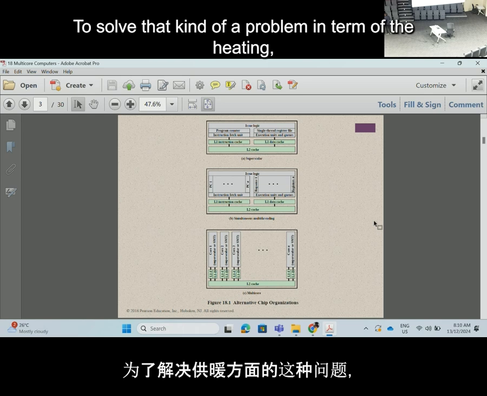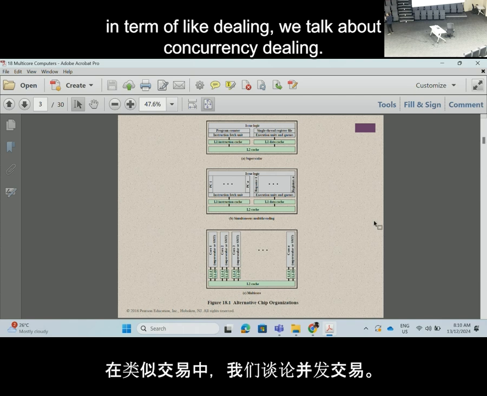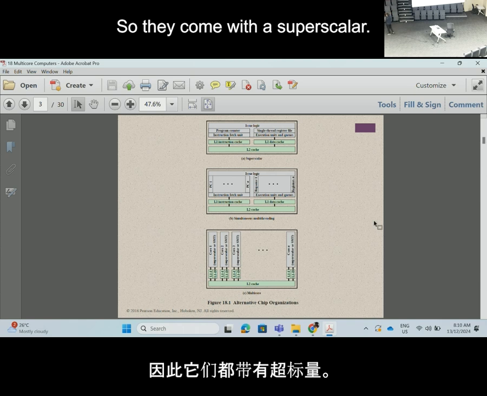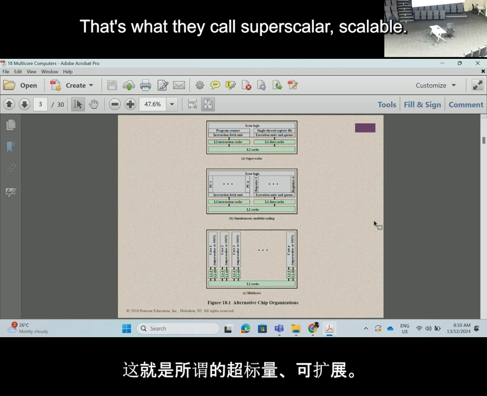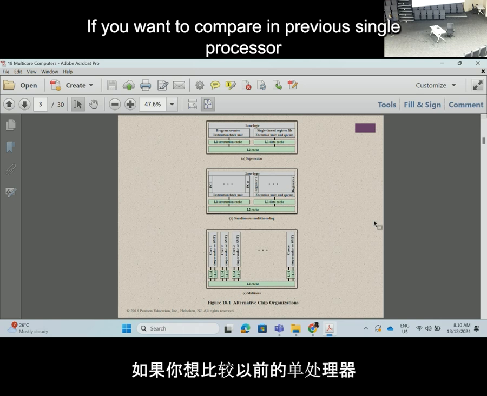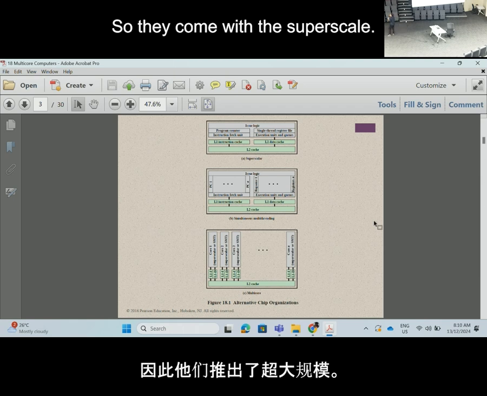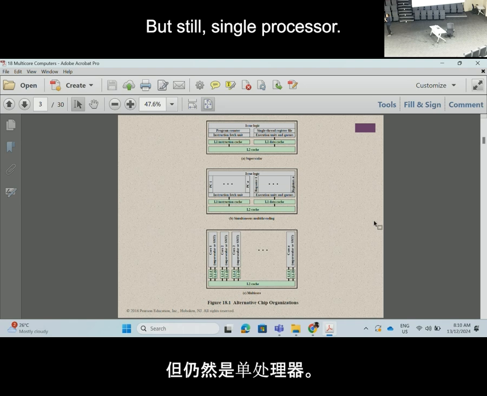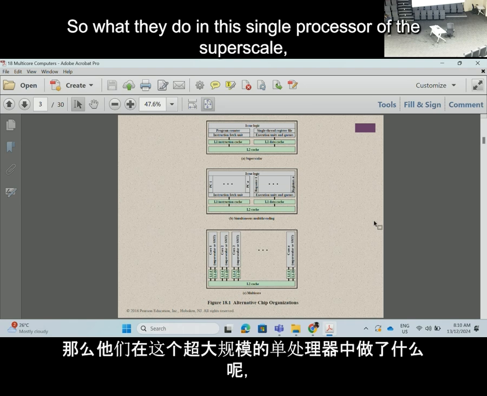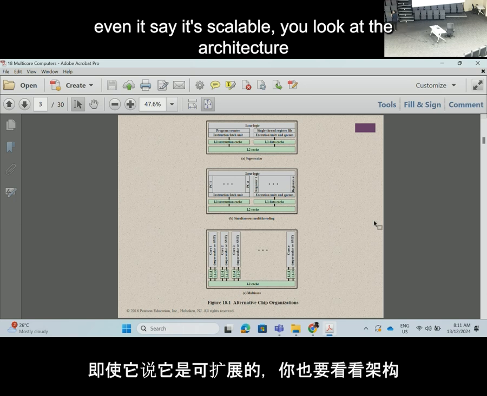To solve that kind of problem in terms of heating and delay, we talk about concurrency delay. So they came up with the superscalar. That's what they call superscalar, scalable. If you compare it to the previous single processor with a single instruction, definitely this is better. But it is still a single processor.